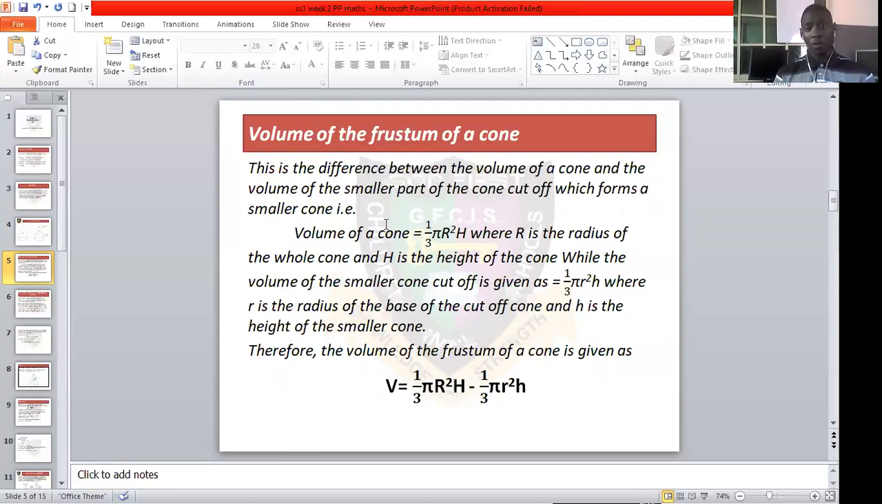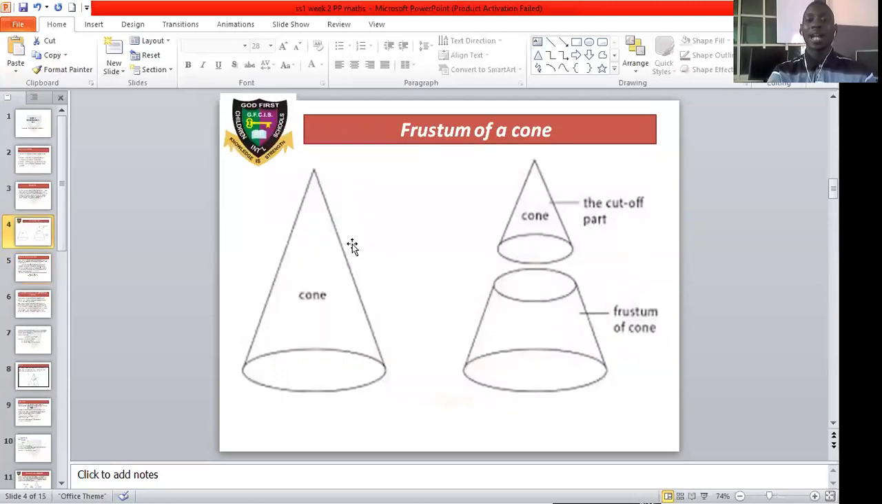And we already know the volume of the cone is 1/3 pi r square h, while the volume of the smaller cone will be given as 1/3 pi r square smaller h. We indicate the height by capital letter H for the whole cone, the height of this cone, and small letter h for the height of the smaller cone.